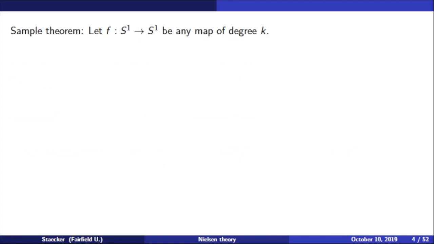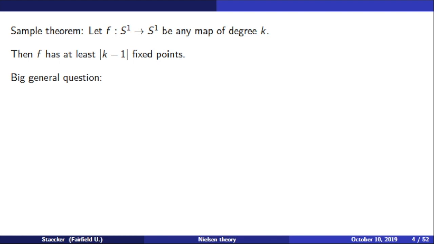So here's an example of a theorem in topological fixed point theory. Let F be a self map on the circle from S1 to S1. Those maps have a degree, which is like how many times the circle wraps around. It's defined homologically. So if F is any map of degree K, then here's the theorem. F has at least |K - 1| fixed points. This is a true theorem. This is topological because I didn't say anything about anything except the degree, which is a topological invariant.